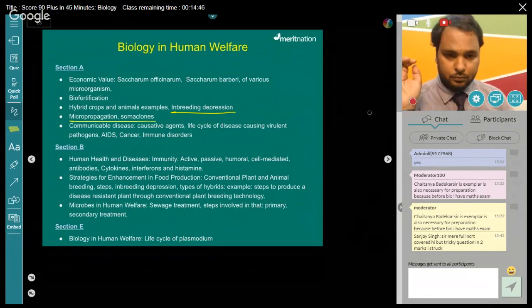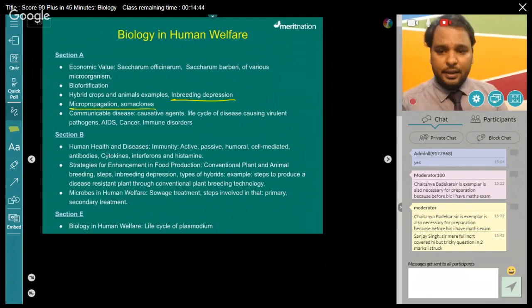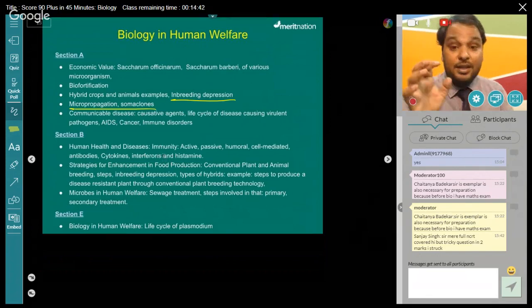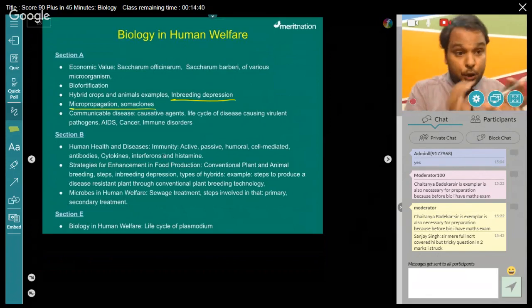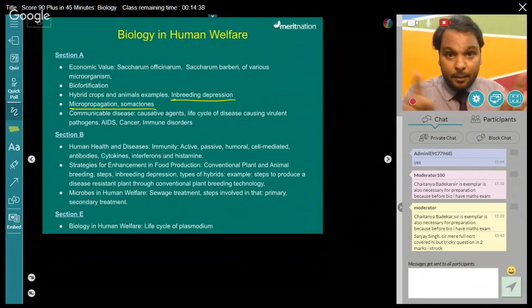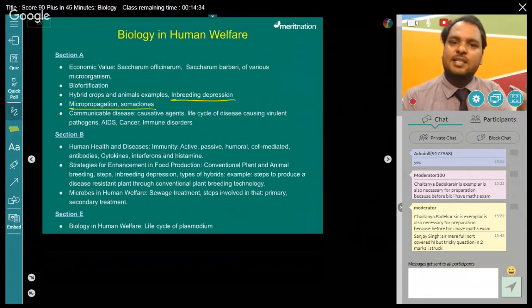Now, human health and diseases, your immunity. What is the difference between active and passive immunity, humoral and cell mediated immunity? Prepare the differences very well, all of you. A short note on cytokines, interferon, and histamine can be there.